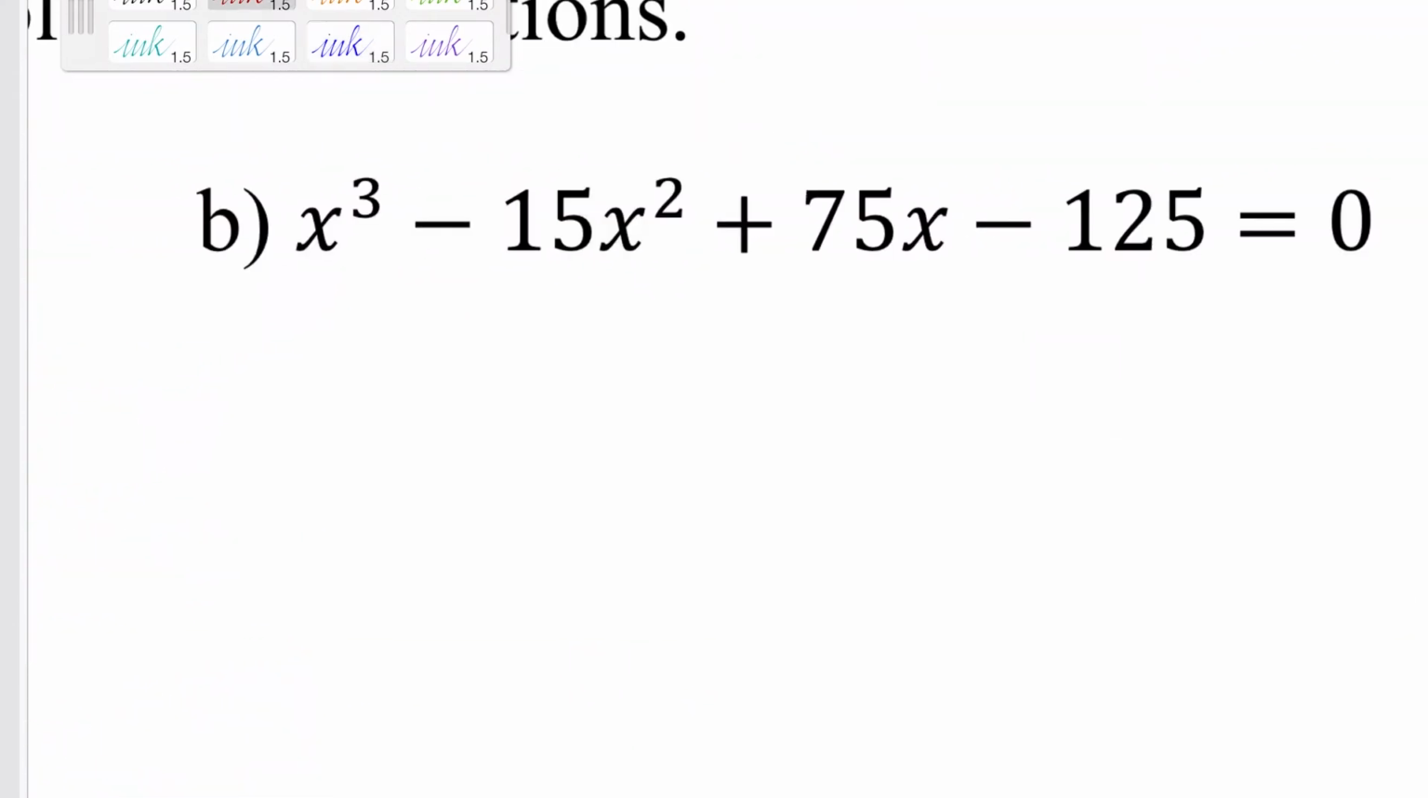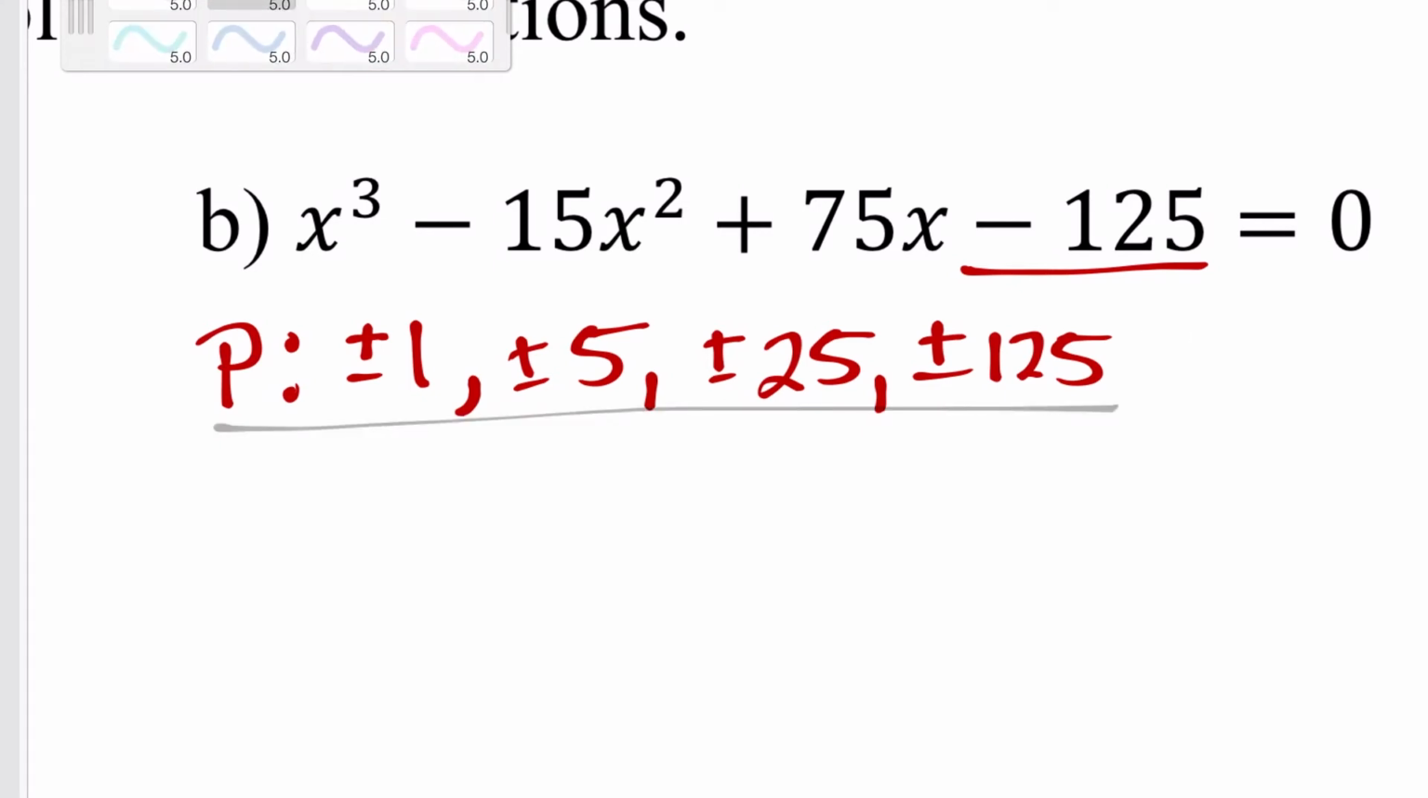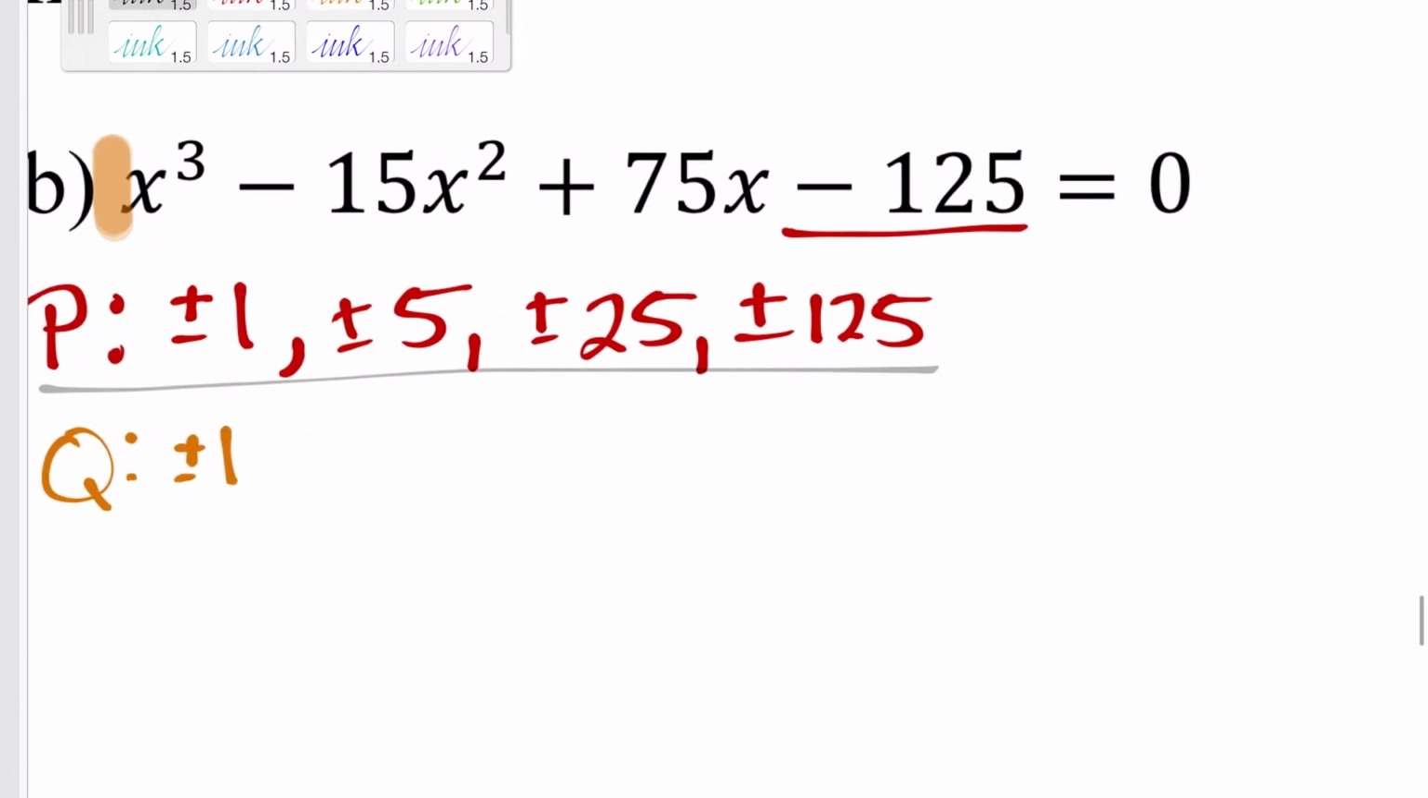So again, I'm going to do my P and Q. So my P, I'm looking at everything that multiplies to give me negative 125. So I know 1 and 125 work. There's also 5 and 25. I'm going to put all of that over plus minus 1. I really, really love it when my leading coefficient is 1 because that means that everything is just over plus minus 1. So it's all just my P's.